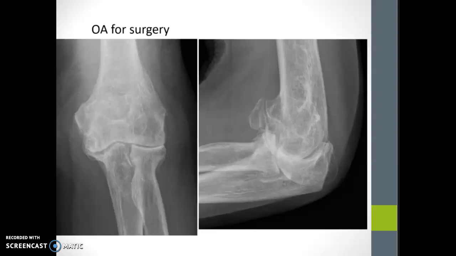Looking here at the elbow, OA for surgery. Looking here, just looks pretty cruddy, rubbish bone quality, and again, you're not really seeing too much because it's just all overlying.